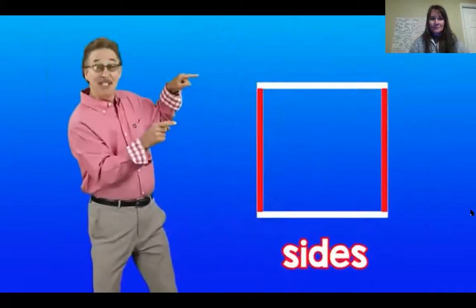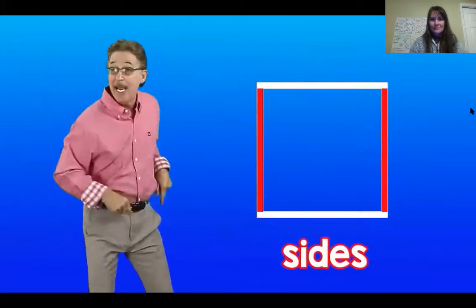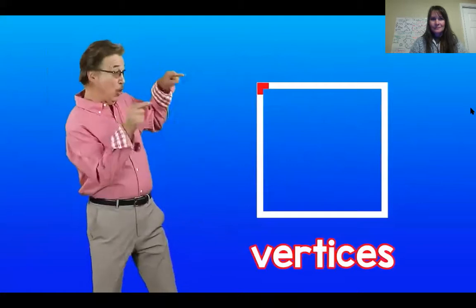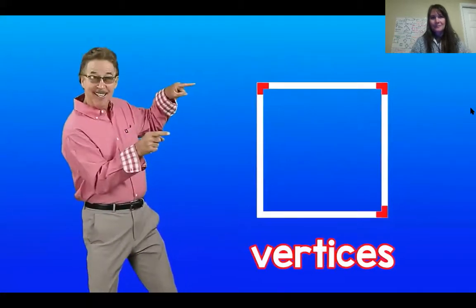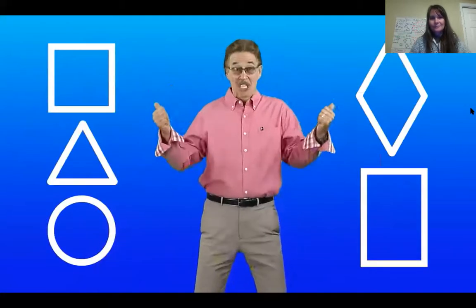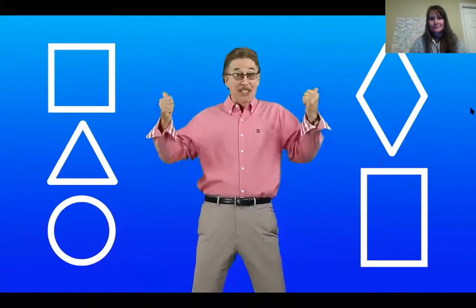Which ones have sides and vertices? Let's learn today. Sides are the straight lines that form the shape. Vertices are the corners that the two lines make. Let's move and count the sides and vertices of these 2D shapes.